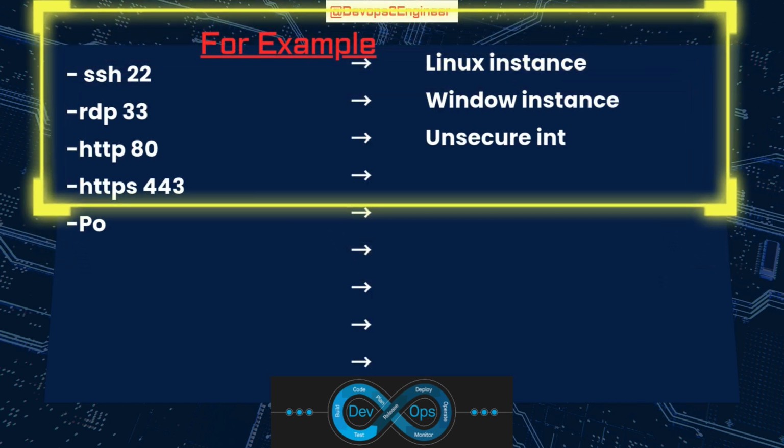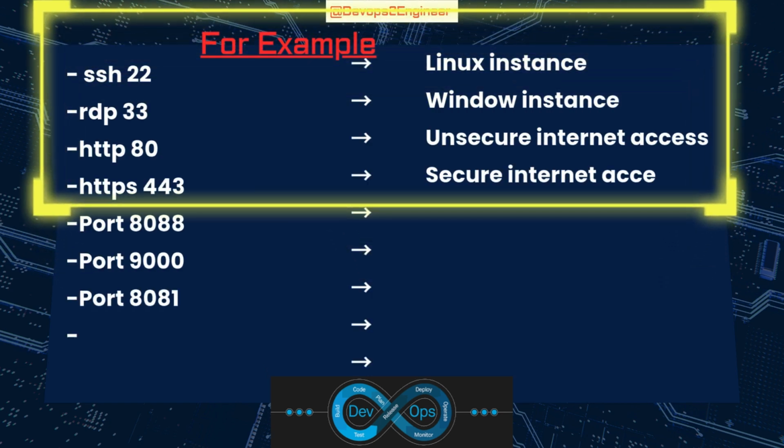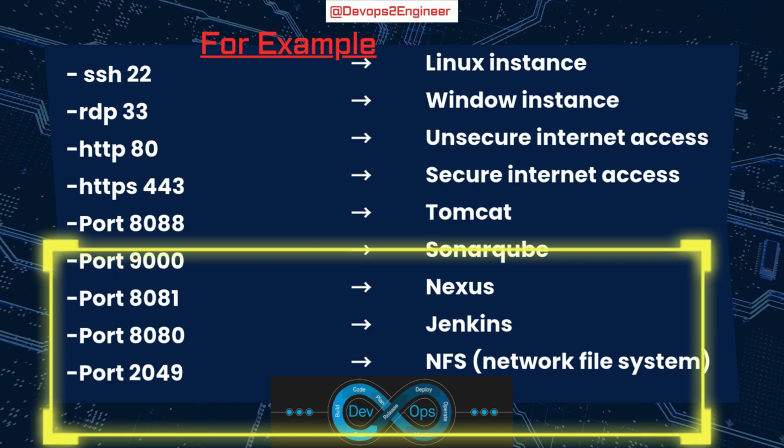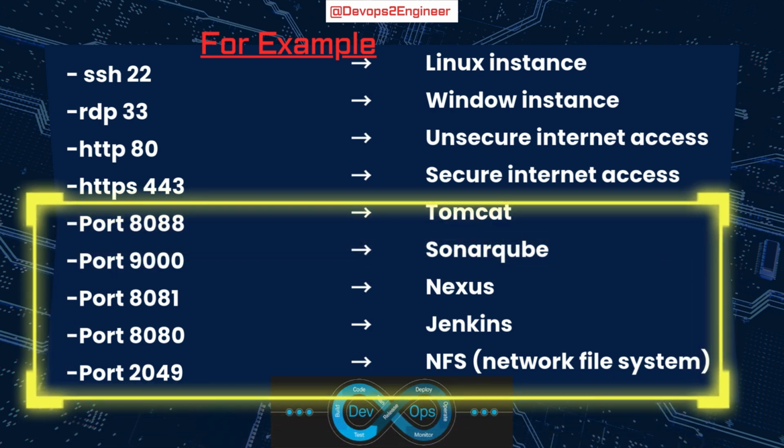The first half are examples of ports that are already reserved, like SSH, port 22, is for Linux server, RDP, 3389, is for Windows instance. HTTP, 80, is for unsecure internet access. HTTPS, 443, is for secure internet access. And below is a list of ports that you can choose for your server.